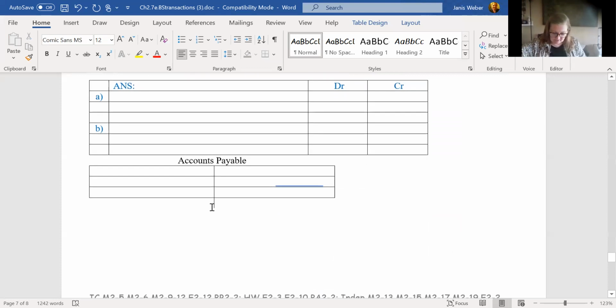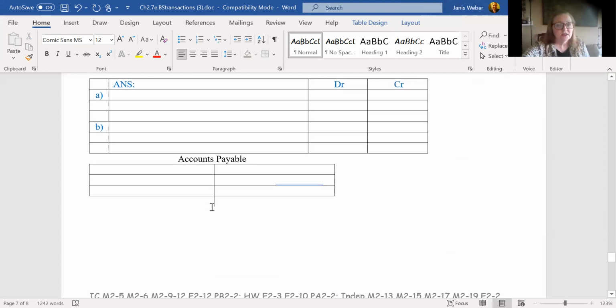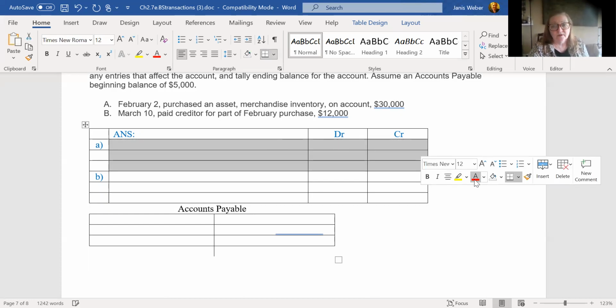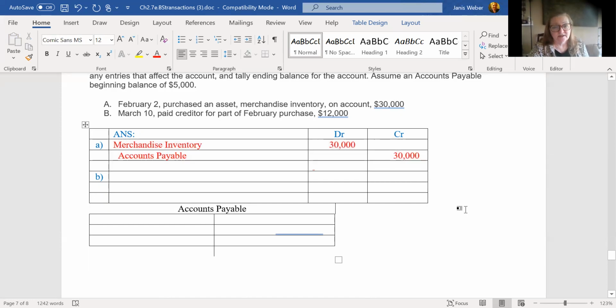All right, now PA 15 is another one. I just have a lot of extra ones and I'm going through pretty quick because it's just practice for you. Purchase an asset on account, merchandise inventory on account. You know what to do with that. Debit the inventory, credit the payable.